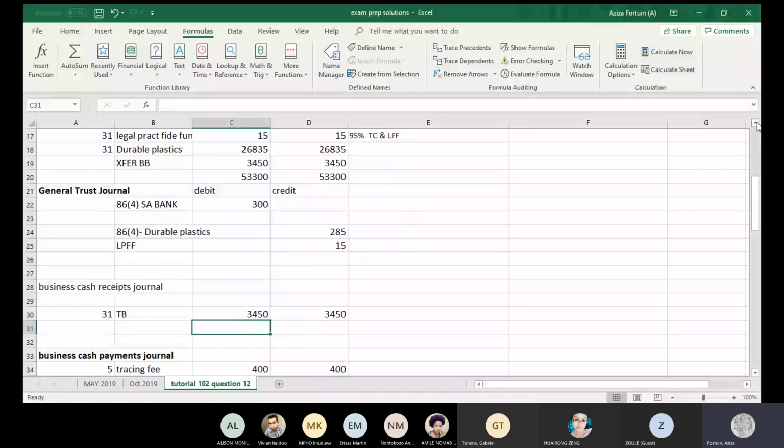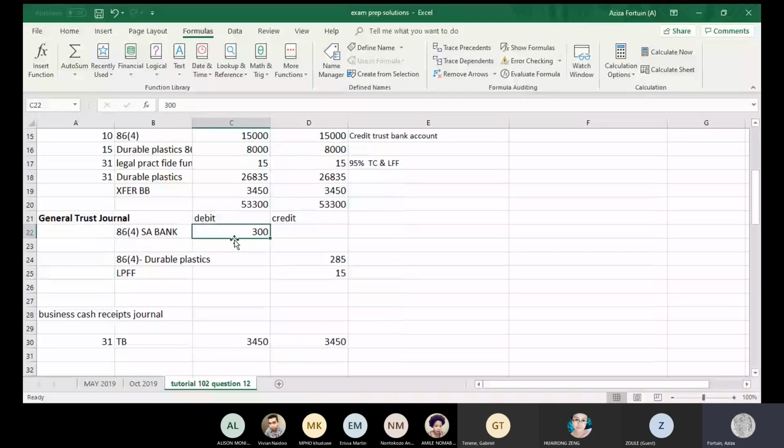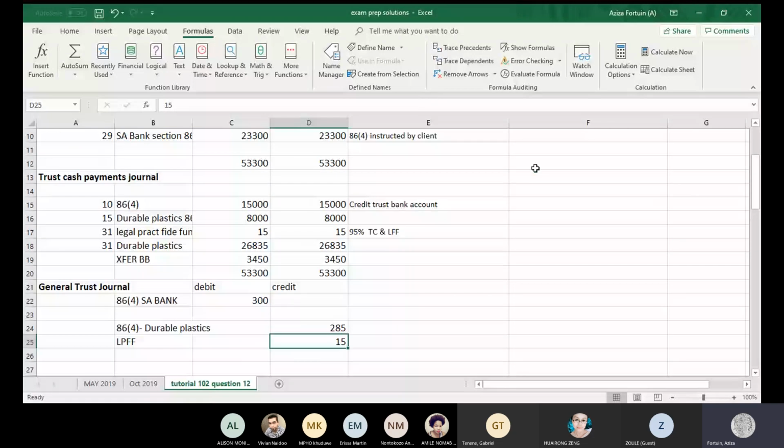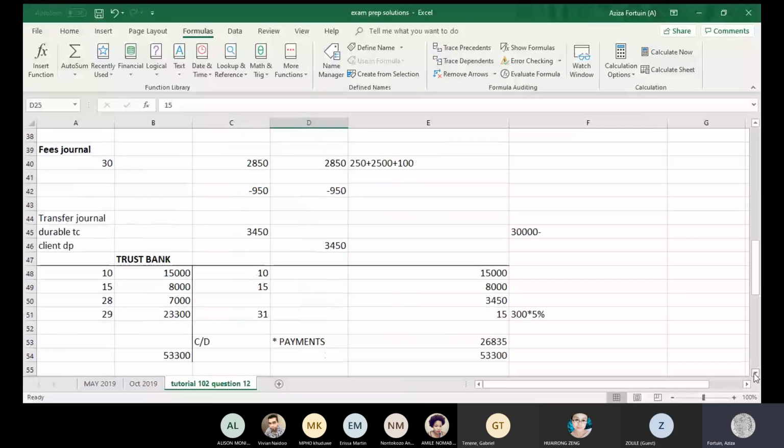If I look at my trust journal, that is the difference between the two. So I'm going to debit SA Bank and credit the trust creditor with 285, and I'm going to credit my 15 Rand for my legal practitioners fidelity fund. And these are all the payments from my trust cash payments journal, which we drew on the credit side of my trust bank account. And this is all my debit side of my trust bank account. So as you can see, it's easier working with the ledgers first.